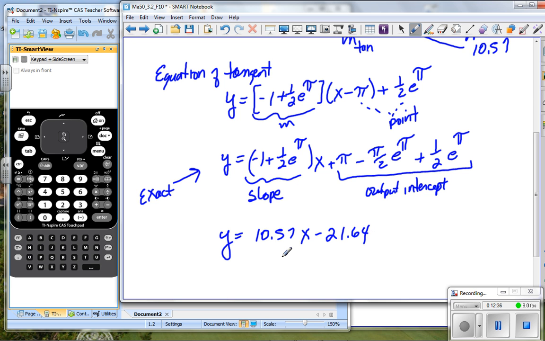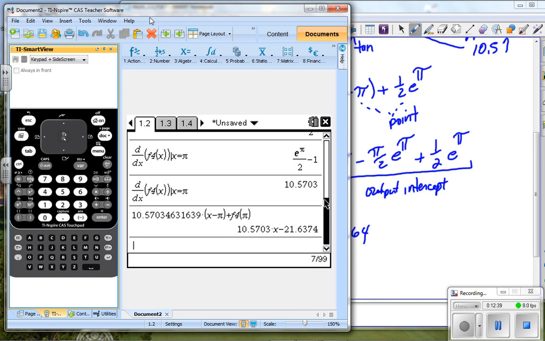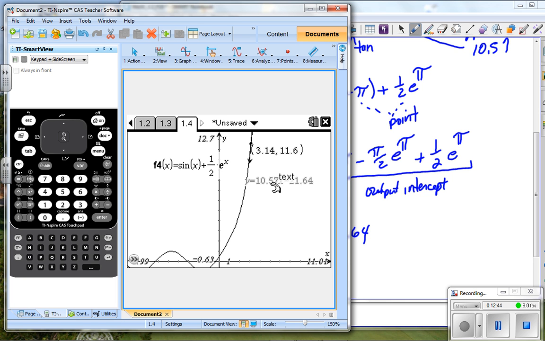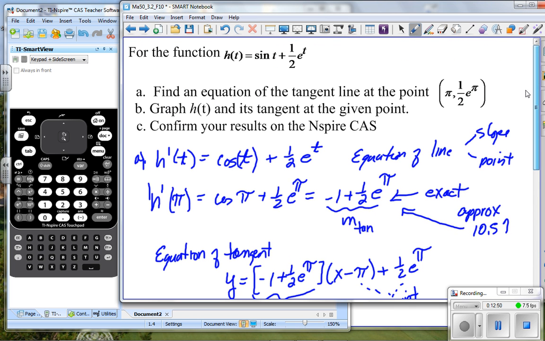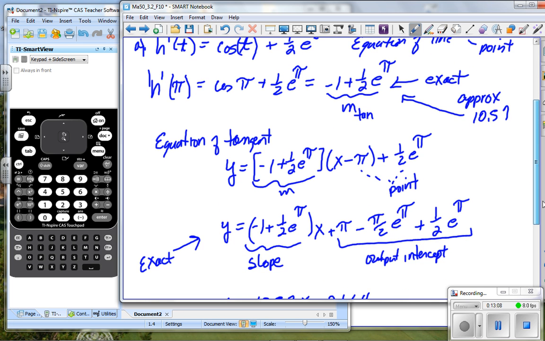Now let's see if by chance that is the graph that we had here. So here's our graph, and sure enough, 10.57x minus 21.64. Okay, so let's go back and look at this. Find the equation of the tangent line. We're not doing anything different than what we have been. We are finding the derivative, determining the value of the derivative at a point, and then building the equation of our line.